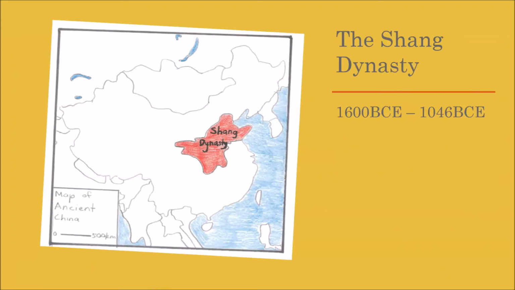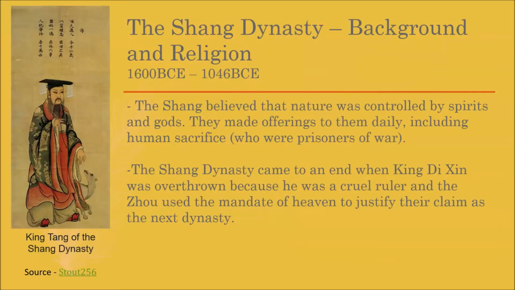Next up is the Shang Dynasty. So you can see it's gotten a little bigger. So the Shang existed between 1600 BCE and 1046 BCE. So a bit of background and information on their religion. So the Shang believed that nature was controlled by spirits and gods. They made offerings to them daily, including human sacrifice, who were more often than not prisoners of war.